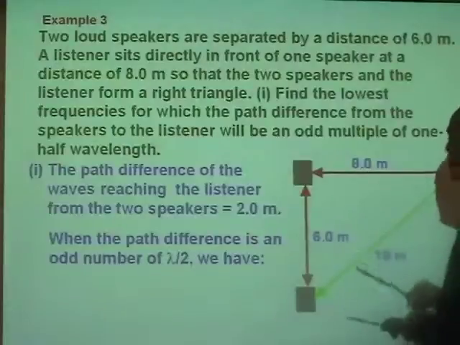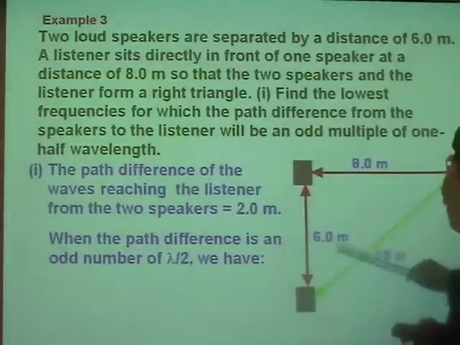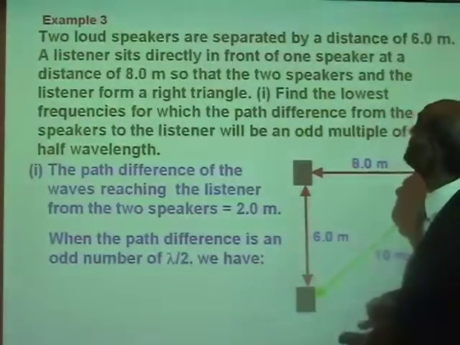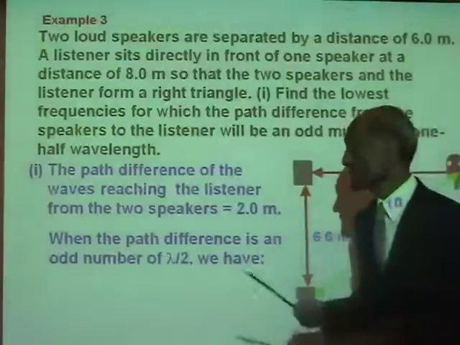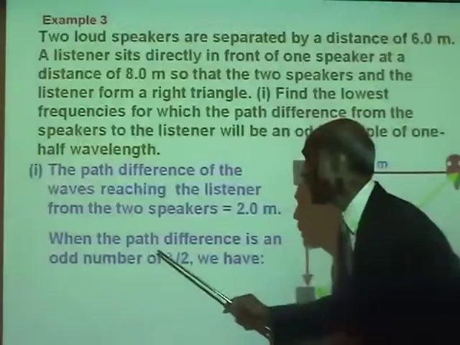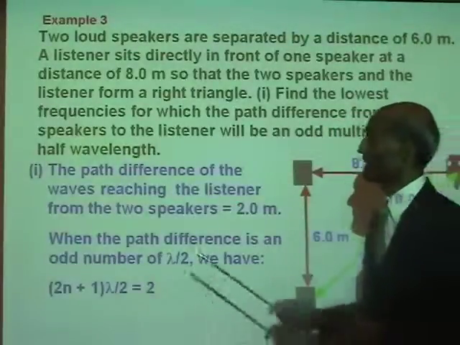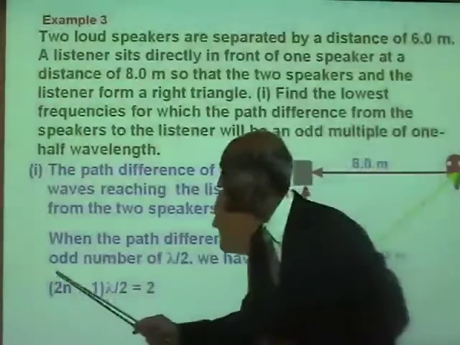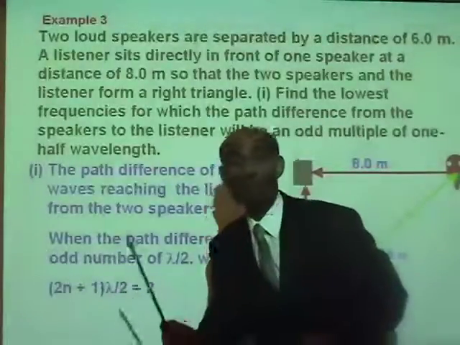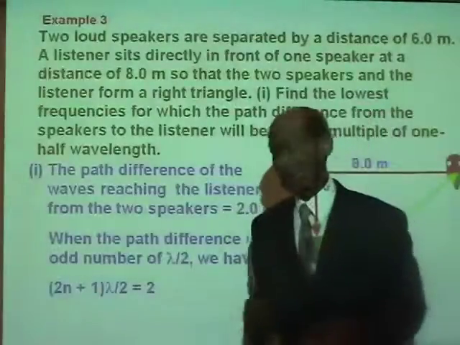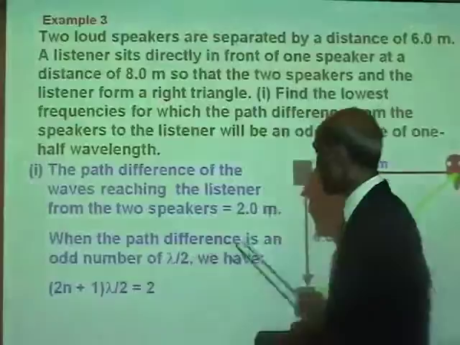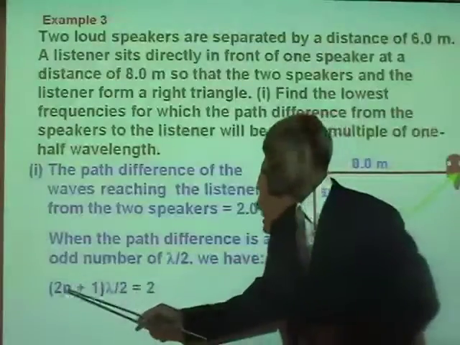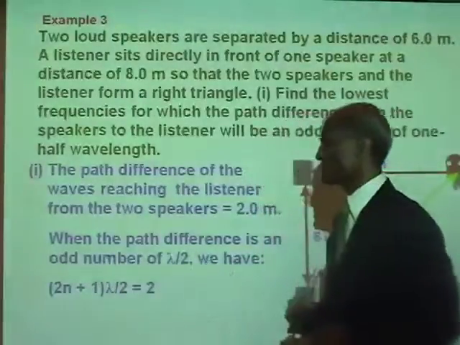Now, the path difference of the waves reaching the listener from the two speakers. What is it? It is 10 minus 8, 2 meters. And what is the wavelength of this wave? We don't know, right? We said when the path difference is an odd multiple of lambda by 2, we have (2n + 1) multiplied by lambda by 2. This is the way we say that the path difference is an odd multiple of lambda by 2. We've got to find that condition. So we say this path difference of 2 meters is (2n + 1) times lambda by 2, equal to 2.